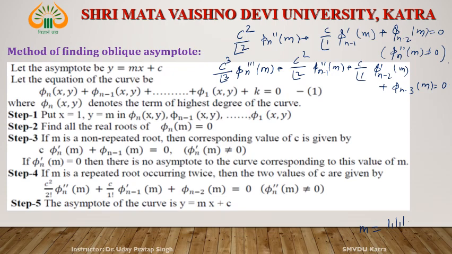Now from these equations we get c, right? Evaluate c. Now you know c, you know m, putting the values in y is equal to mx plus c, we get the asymptotes, right? Now let us see some examples of how to evaluate oblique asymptotes.